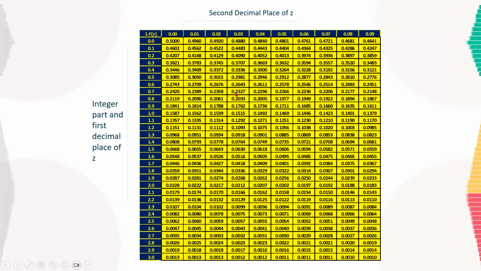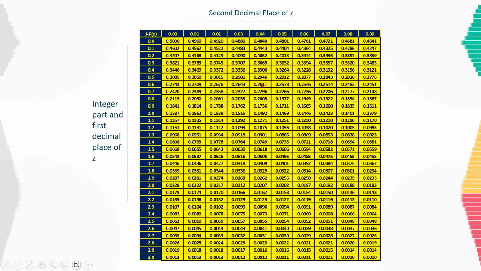Okay, so that's how you get the value. You will have your respective Z value, and you will get the probability from this table. This is the integer part and first decimal place of Z, and this is the second decimal place of Z. If I select randomly any cell, the first decimal place is 0.6 and the second decimal place is 0.04, hence it becomes 0.64. So when the Z-score is 0.64, what's the probability?